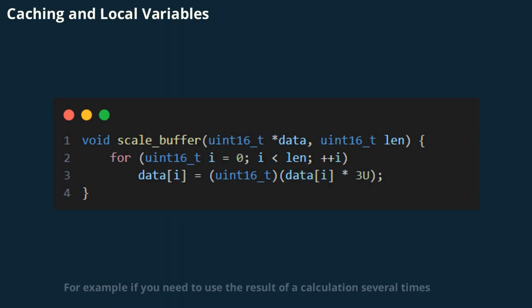For example, if you need to use the result of a calculation several times, store it in a local variable instead of recomputing it. This reduces memory traffic and can significantly speed up your code, especially in tight loops or real-time routines. Always look for opportunities to minimize unnecessary memory accesses.